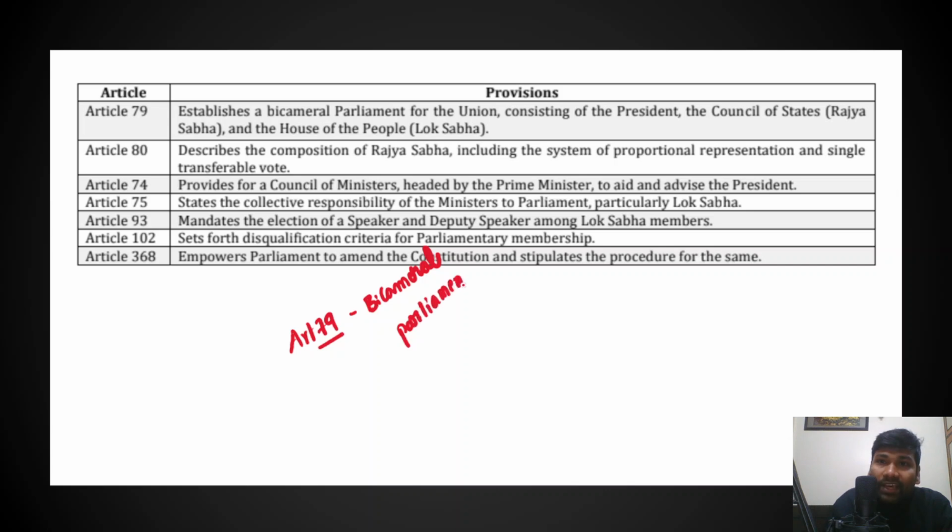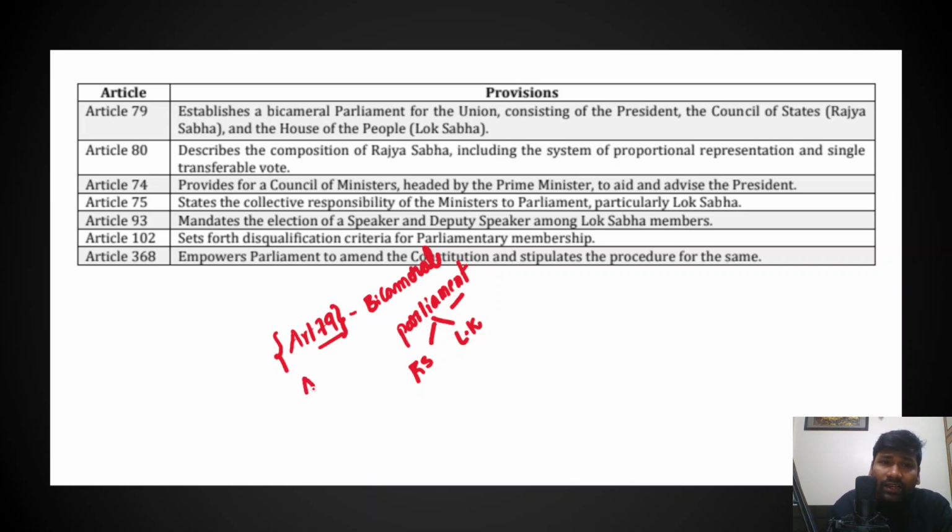Now, what is a bicameral parliament? In India, parliament consists of both Rajya Sabha, which is also known as the upper house, and Lok Sabha as well. So therefore, Article 79 of the Indian Constitution provides for the bicameral parliament.